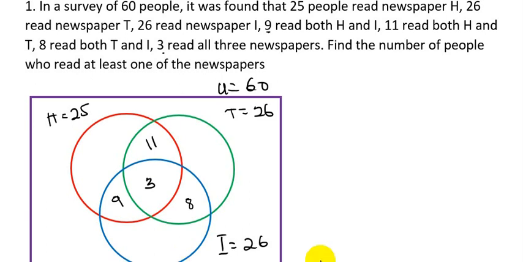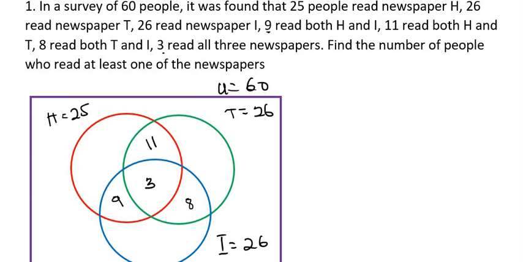From there, this is what we'll do. The question is asking us to find the number of people who read at least one of the newspapers. We have to first find those who read only H, only T, and only I. After that is done, then we can come to the question of at least one.